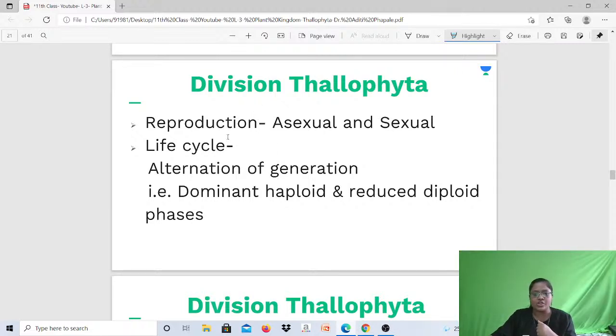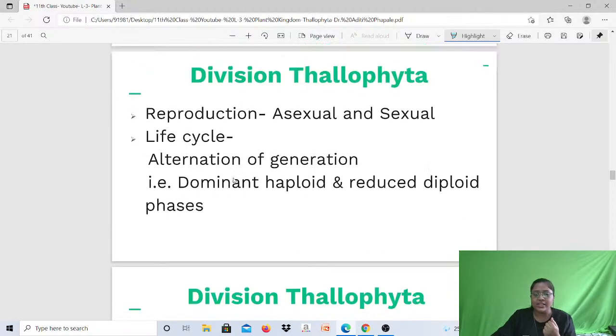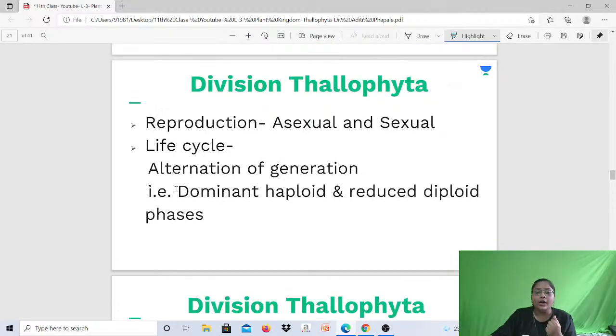What about reproduction? Reproduction, they mean again both asexual, sexual. In some of them asexual and in some of them sexual. Life cycle, alternation of generation is seen, that is dominant haploid. This is very important. In Thallophyta, all the plants belonging to Thallophyta, in them, dominant haploid. Alternation of generation is seen.